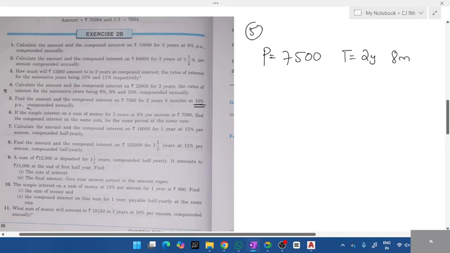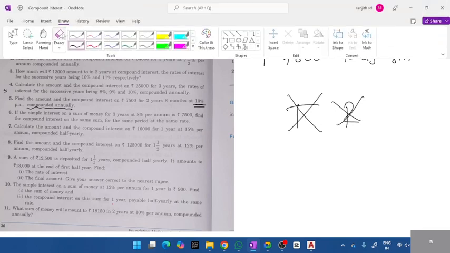10%. Is it compounded annually or semi-annually? Half year. Compounded annually. So do you need to change the time and rate? Do we need to change them or keep it as it is? You keep the values as it is. We don't change them.